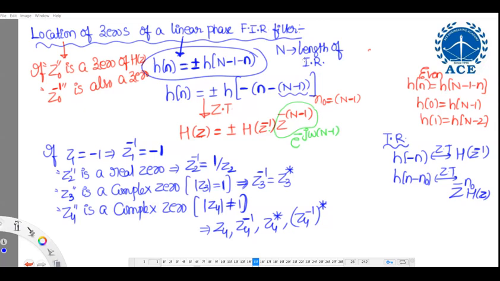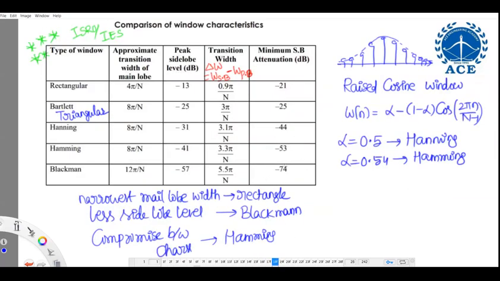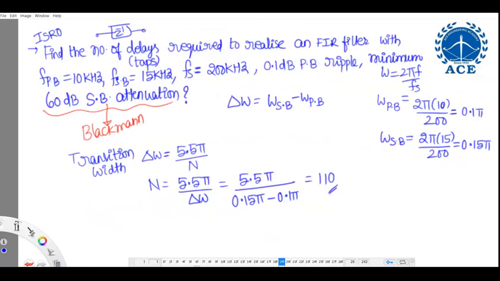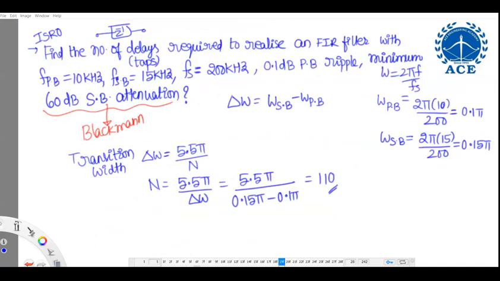Sir, in the last problem, minimum 60 dB stop band attenuation. Why are we taking the Blackman window? Why not Hamming? Minimum 60 dB means you require minimum minus 60. Hamming window has how much? Only 53. The statement mentions you require minimum 60 dB stop band attenuation, so the chance is there only for Blackman. Hamming has minus 53, but you are expecting minus 60 minimum. That is the reason Blackman is sufficient.